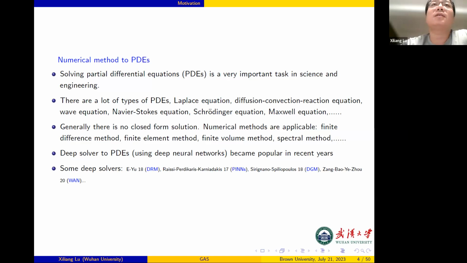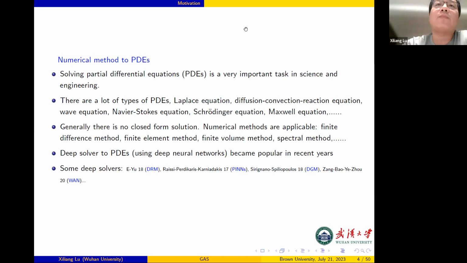In the last 70 years, numerical solution of partial differential equations has been developed well. For example, we have the finite difference method, finite element method, and other methods. But in the last few years, deep solvers, which try to solve these partial differential equations with deep neural networks, have become very popular. There are a lot of papers focusing on this.